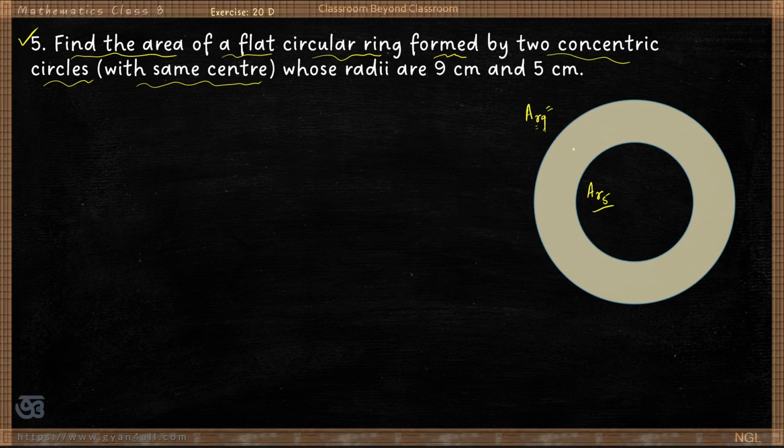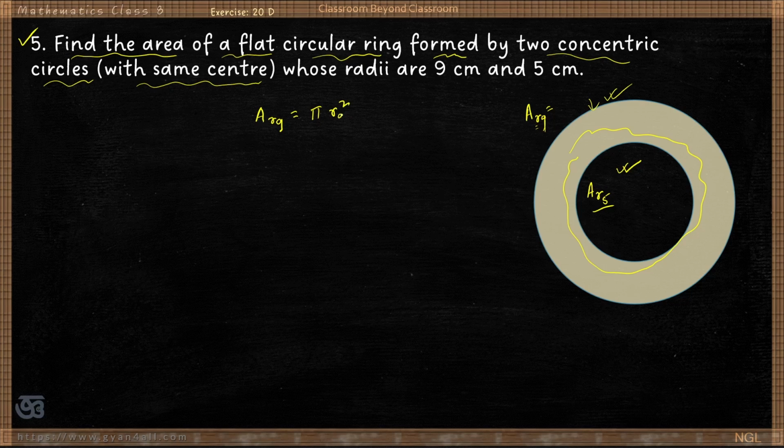Now what is the concentric ring? This region is the concentric ring. So if we subtract the area of the smaller circle from the area of the bigger circle, then we will get the area of the circular ring. So the area of the bigger circle A_R9, that means area with radius 9, is equal to pi r square.